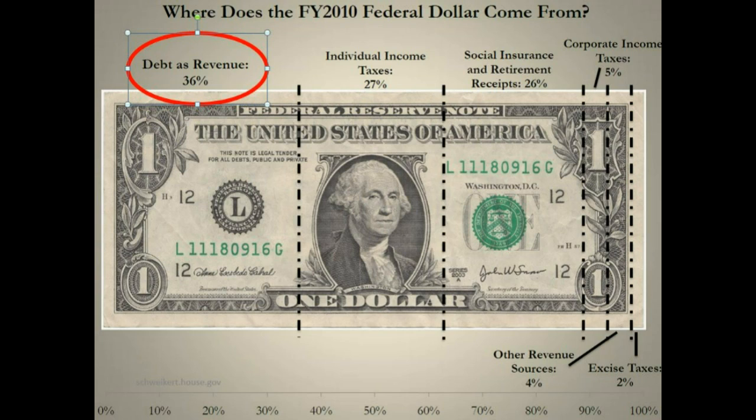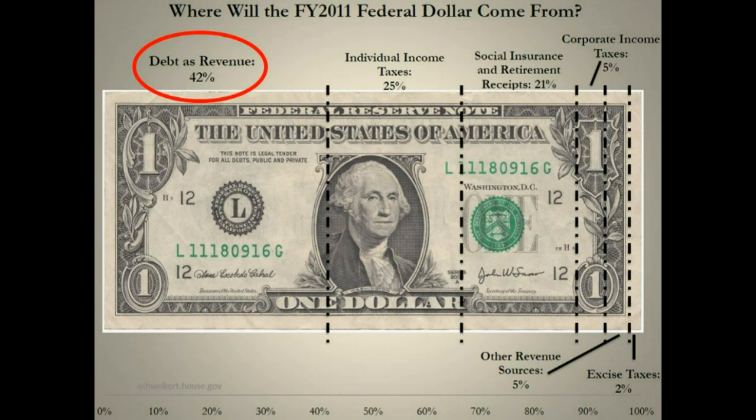This was 2010. Every dollar that was spent by the federal government, 36 pennies of it had to be borrowed. Up to 2011. Today, 42 cents of every dollar it spent is being borrowed. If you absorb that, that's when I really started to understand the scale of this.